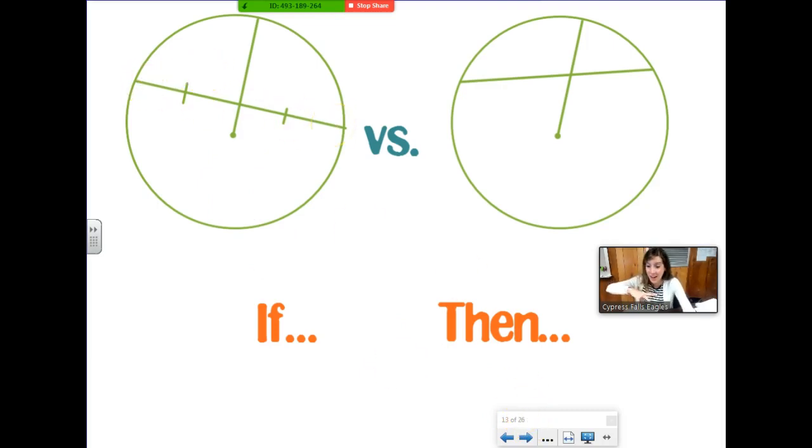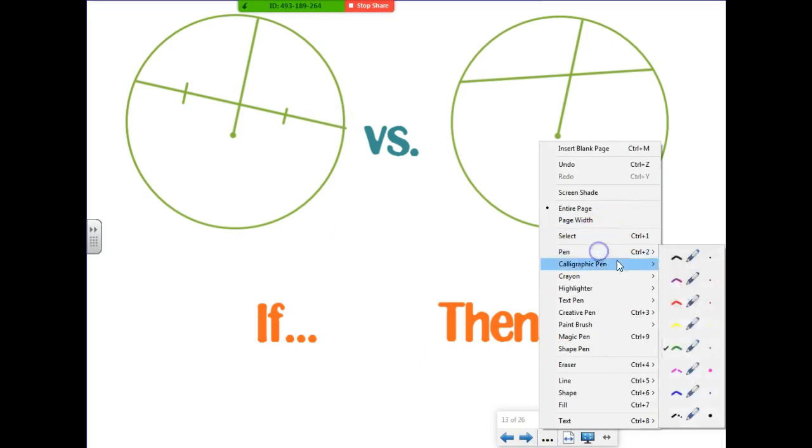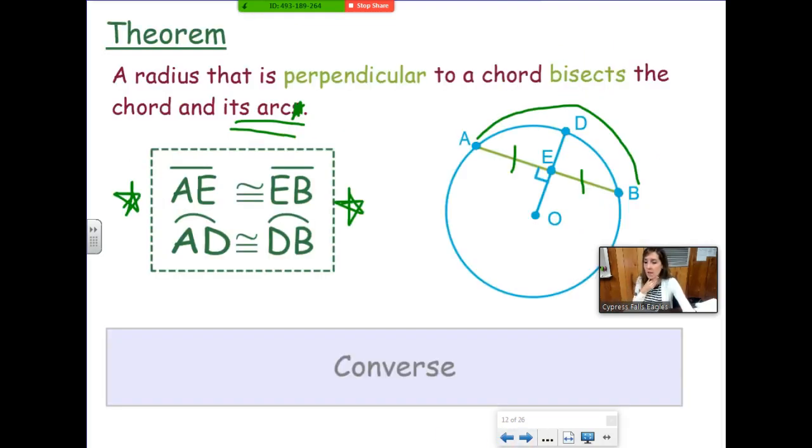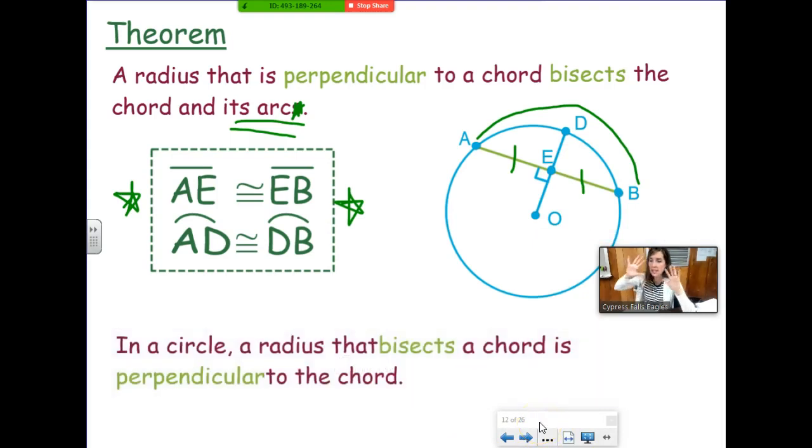bisects the chord, then what? What can I add to my picture? Then it's perpendicular. There you go. But if the radius doesn't bisect the chord, it's not perpendicular. Okay? So the converse is true, but no, you don't need to write the converse down. It just is the same theorem, but you write it backwards. Let's go to the next theorem.